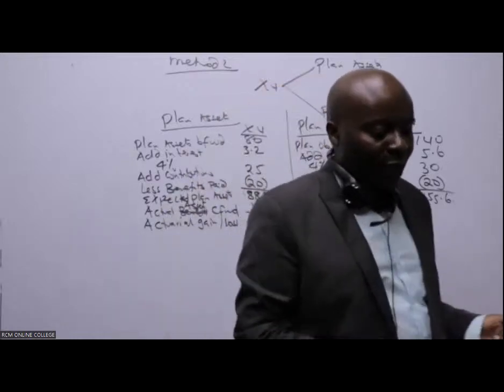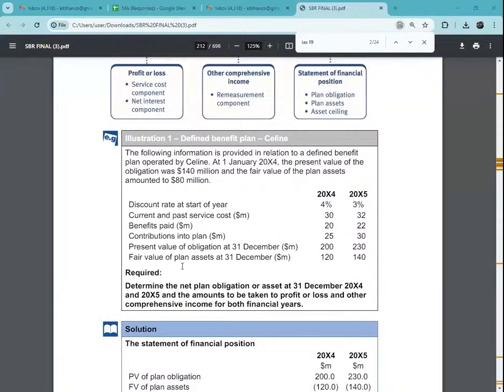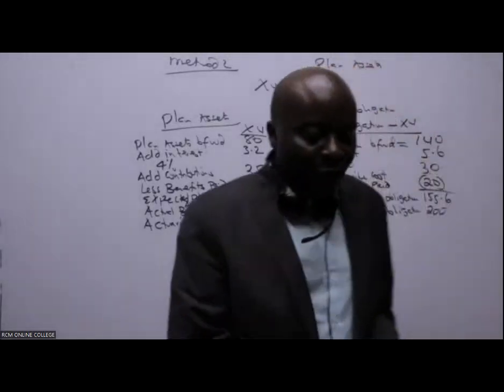Is there somebody who is able to see the end of the year closing obligation? So the end of the year closing obligation for X4 has been given. It is 200 here. So is there somebody who is able to give me the actual gain or loss? Somebody is giving me a figure of 44.4.